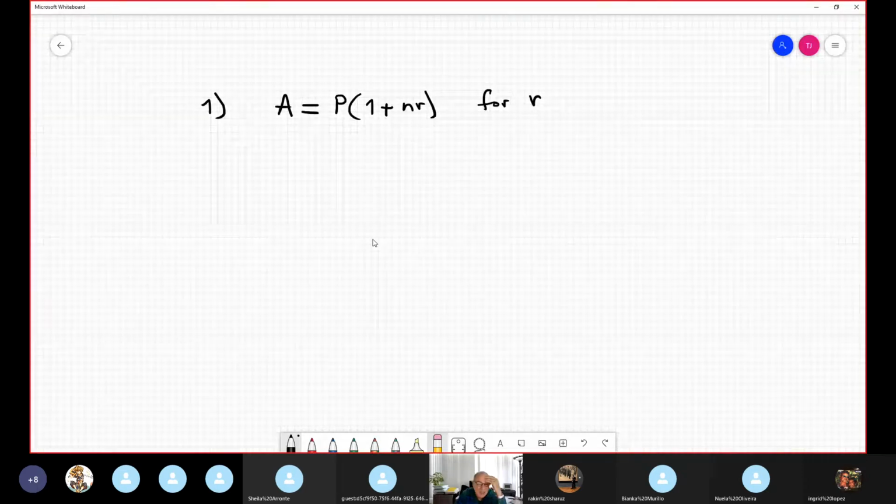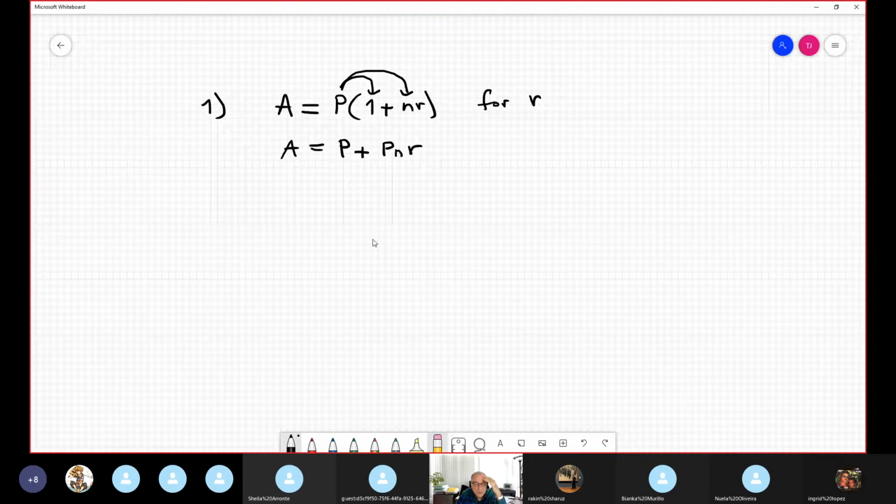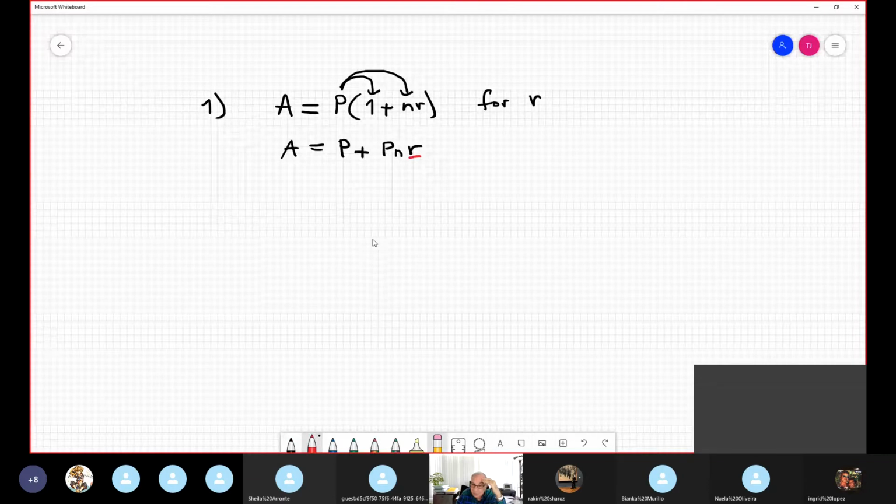There are many, many ways to do it. So one fantastic way, in my opinion, is remove the parenthesis, apply the distributive property. A is equal to P times 1 gets P, plus multiplication by P and R. Now my goal is R. This is my variable of interest.